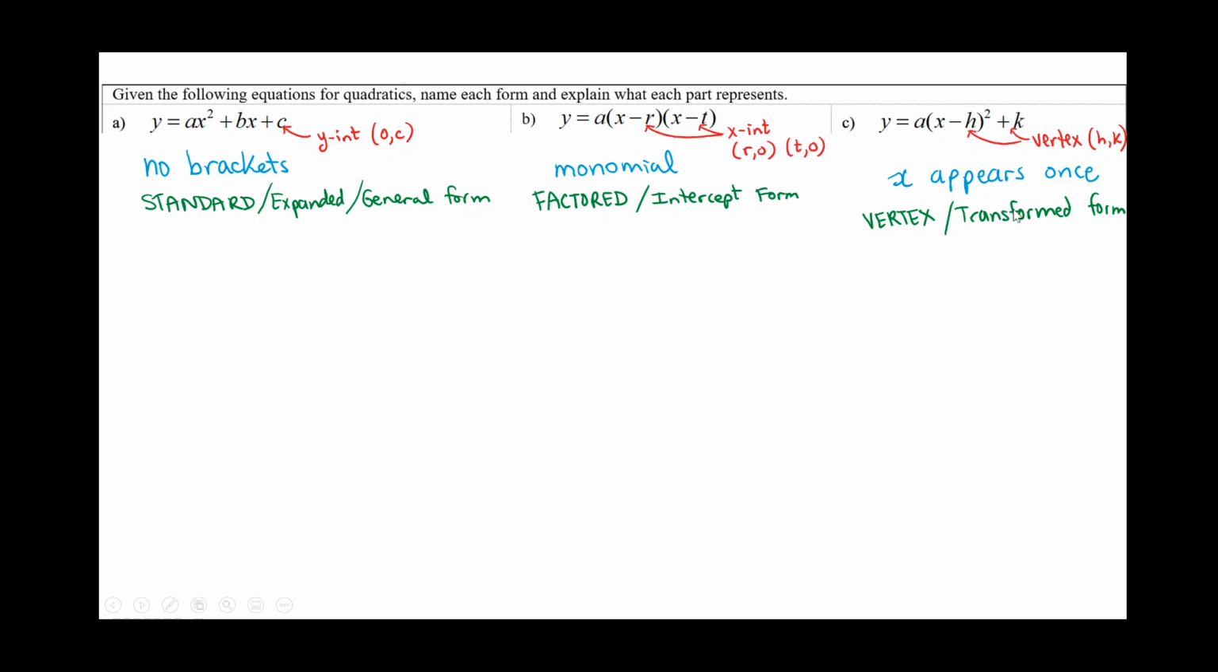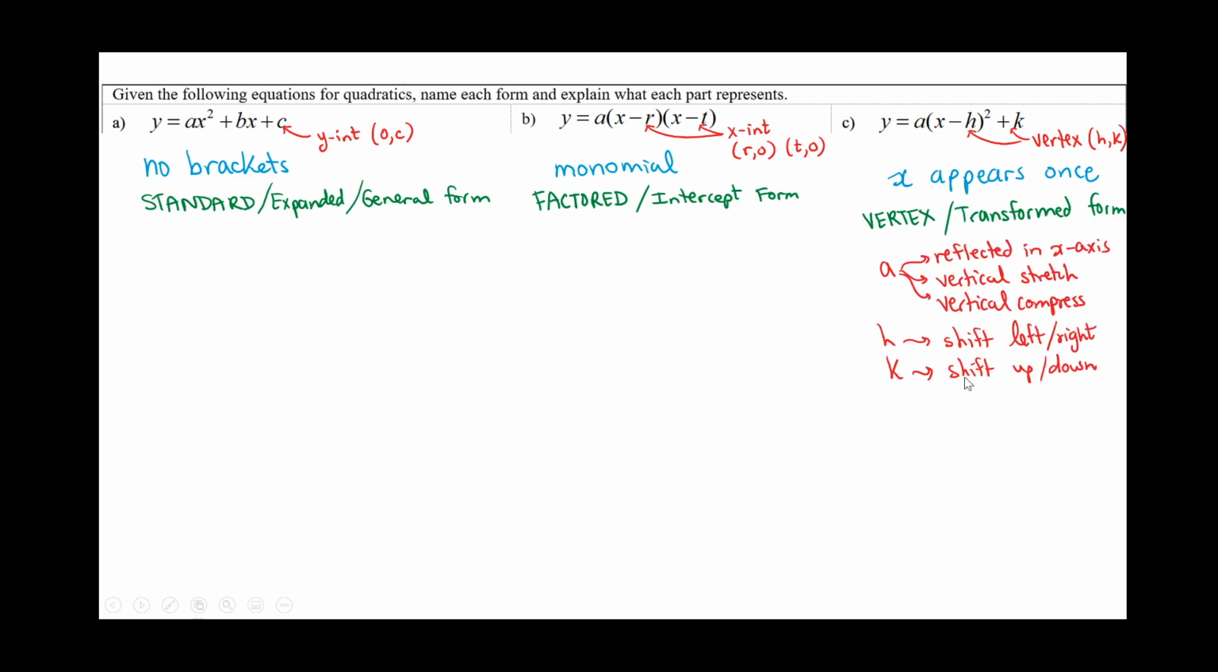We also call this the transformed form because if x appears once, we can actually see all the transformations. Another note: because a appears in all of these formats, you technically can tell whether something's being reflected or stretched or compressed in all of the forms. But in terms of shifts left or right, up or down, all those shifts are only visible in this format where x appears only once.